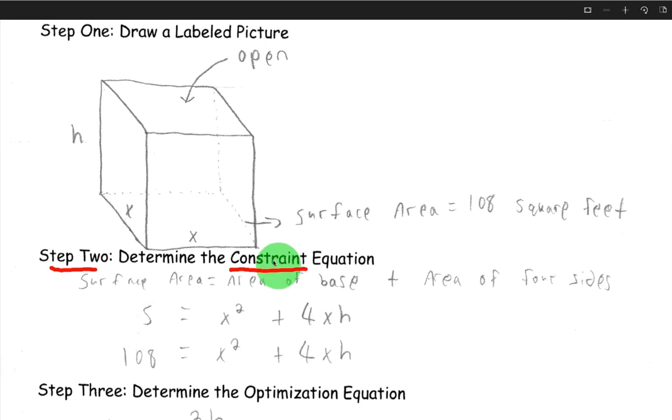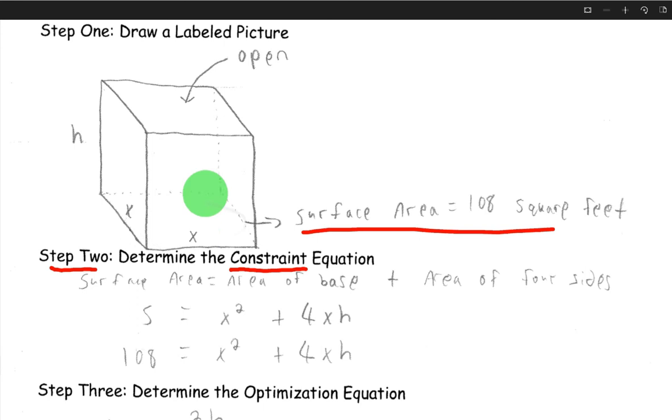Now, this one's pretty easy. You've only got 108 square feet of cardboard to work with, so you can imagine that that's your constraint. If you had more cardboard, then you would be able to make a bigger box. So you are constrained by this amount of cardboard, and therefore our constraint equation is going to involve surface area. Now, what is the surface area of this box? Notice that we label the fact that it's an open box, so it will only have the 4 sides plus the bottom, which is 5 sides.